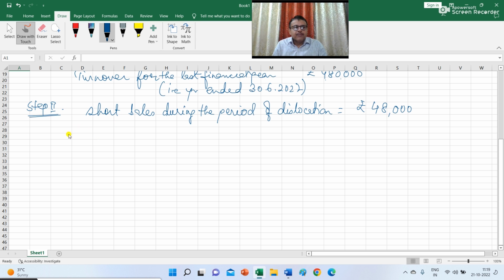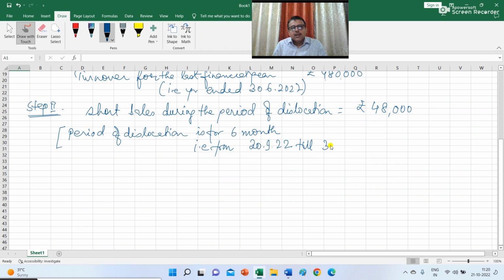So short sale: for the purpose of calculation of short sale, you need to know what is the period of dislocation. So the period of dislocation is for 6 months, that is from 30th September 22 till 31st March 23. So this is the period of dislocation.